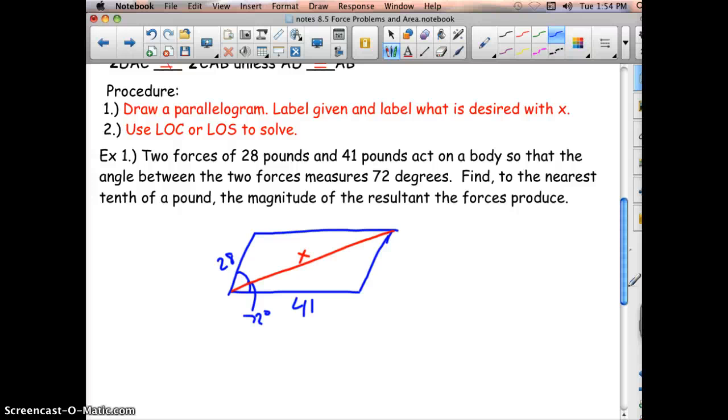If this is 41 here, the opposite side is 41. If this is 28, the opposite side is 28. Then you can do the alternate opposite angles of a parallelogram. This whole thing is 72 as well.